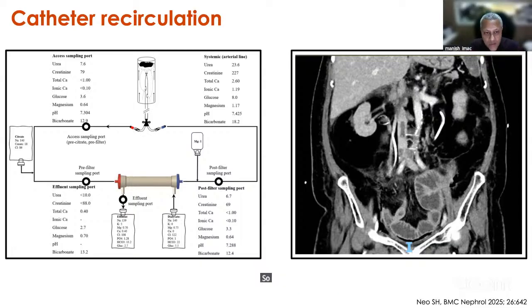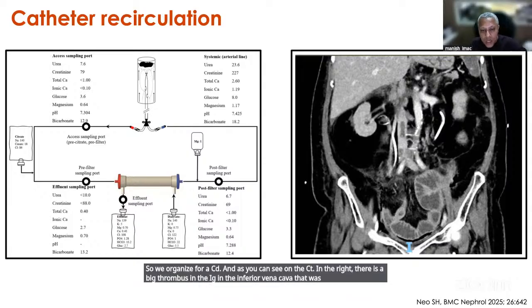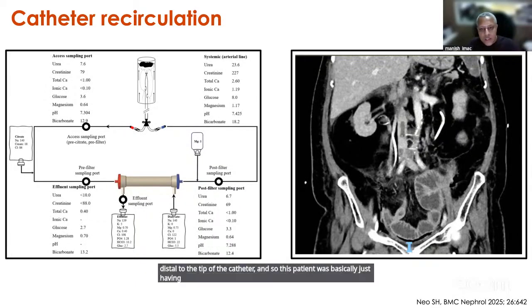So we organized for a CT, and as you can see on the CT on the right, there is a big thrombus in the IJ, in the inferior vena cava, that was present just distal to the tip of the catheter. And so this patient was basically having massive recirculation and just kept dialyzing the same volume of blood.